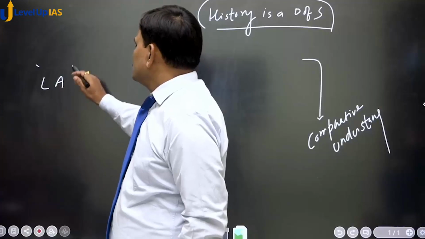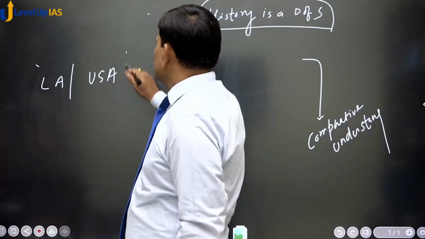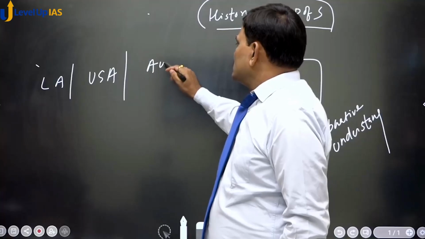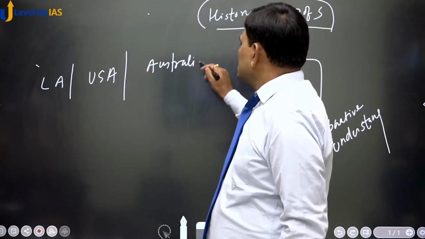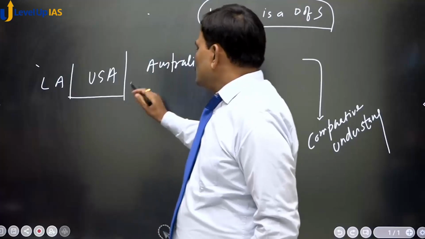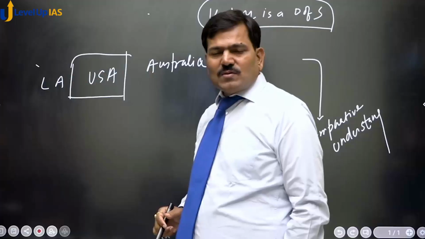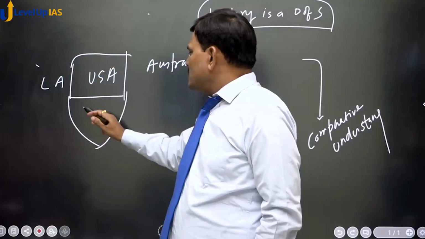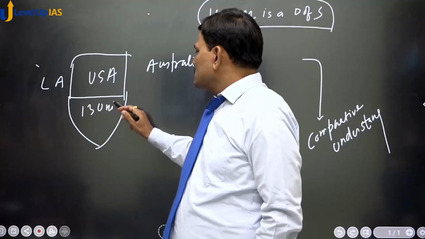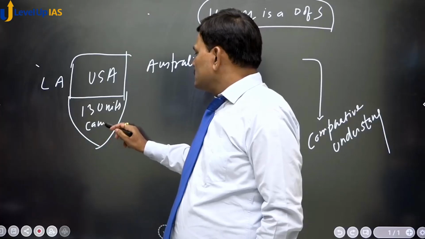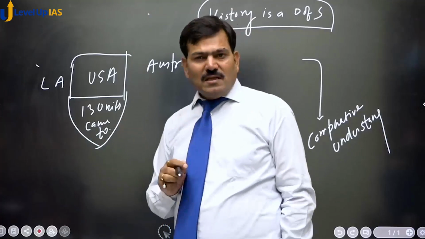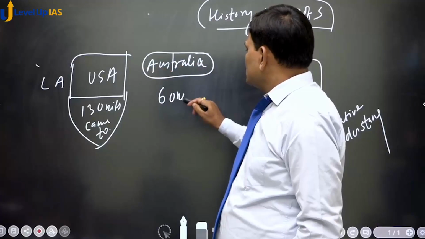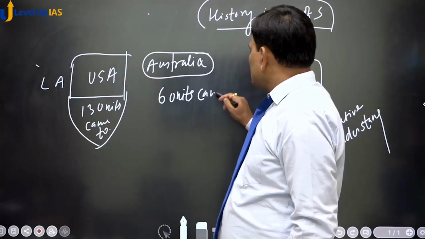Latin America, USA, and Australia. The USA, after independence, came together and made a constitution to become one nation. 13 units came together. In Australia, 6 units came together.